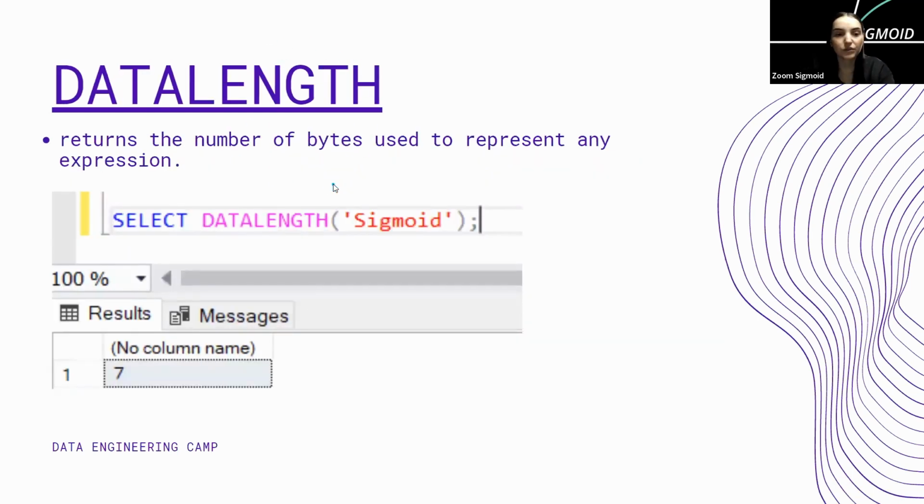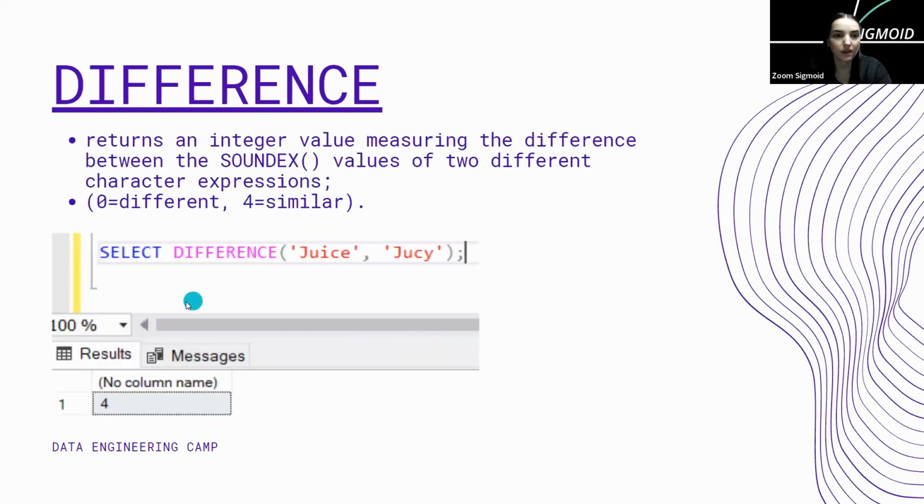DATALENGTH returns the number of bytes used to represent any expression. So Sigmoid has 1, 2, 3, 4, 5, 6, 7. It is 7 bytes. DIFFERENCE returns an integer value measuring the difference between the sound values of two different character expressions. So if we got a 0, it's different. If we got a 4, it's similar. And if you read these strings, juice and juicy, they are quite similar. To be honest, an interesting function. I don't know where to use it in our course, but for sure there are some nice applications with it, and I think you should know about it.